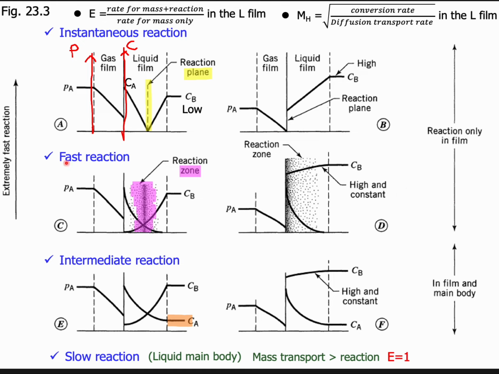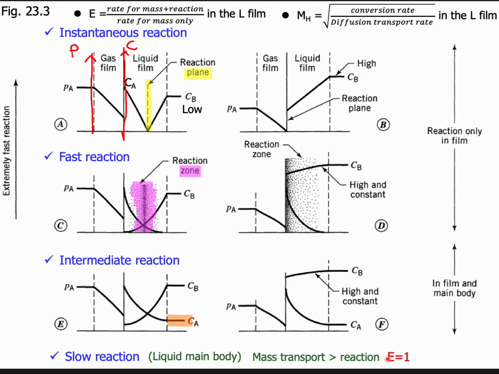And by the way, as I mentioned in the previous slide, suppose transport through the liquid film layer takes 1 second, and the reaction takes 100 seconds. So in this case, transport is very fast, and A and B will completely react in the bulk liquid, so it belongs to slow reactions.